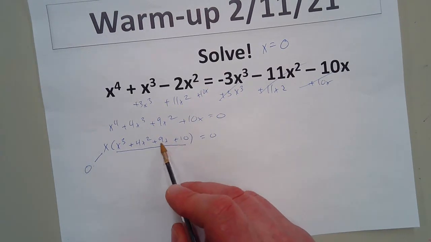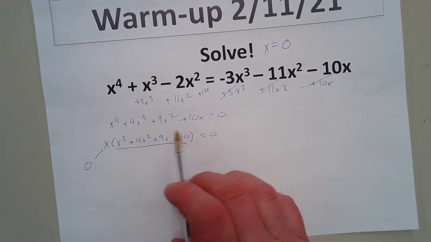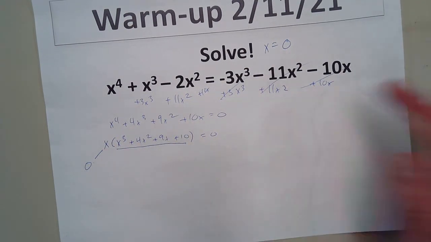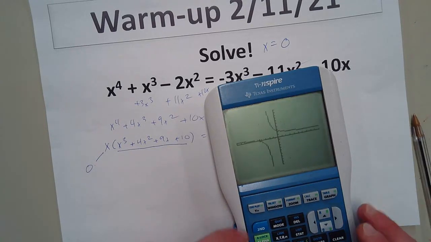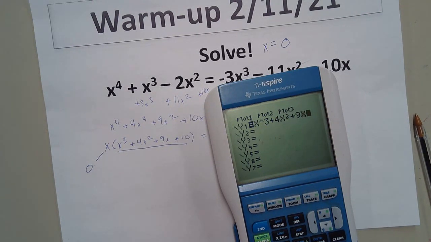That does not factor any further, at least as far as we know. We haven't learned any method for that. So I'm going to go ahead and take this cubic function, and I'm going to graph it. I'm not going to worry about this because I've already solved that portion of this equation. So I'm going to go ahead and graph my cubic that I've got here, and see what we're working with.